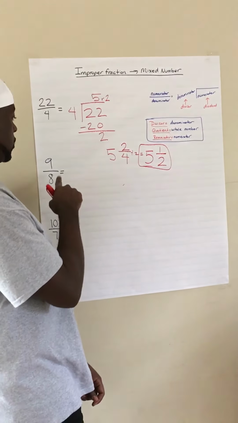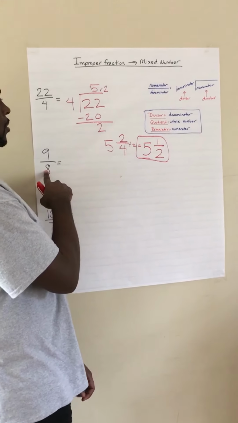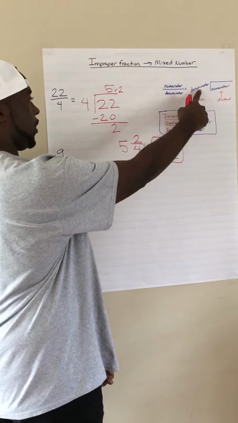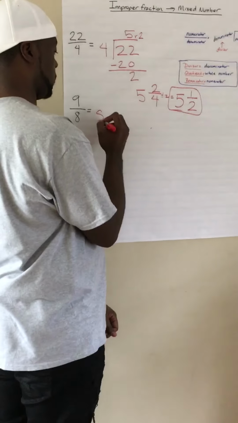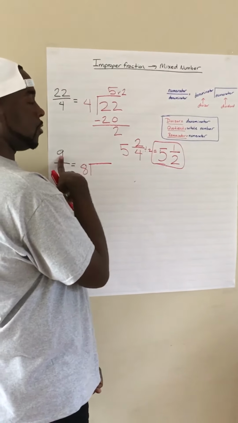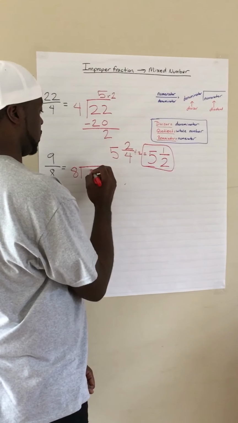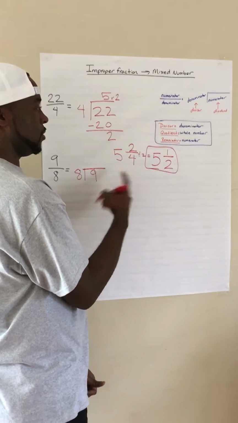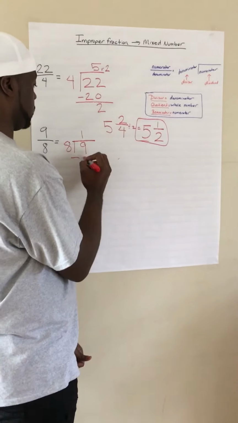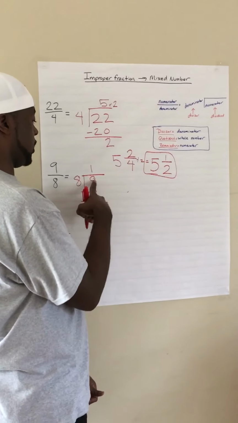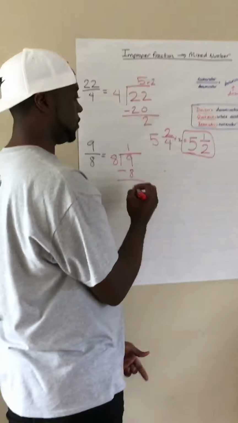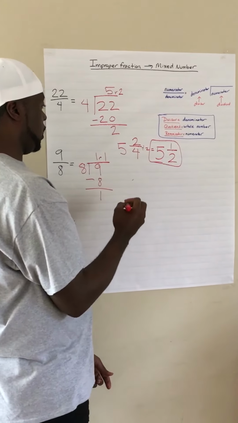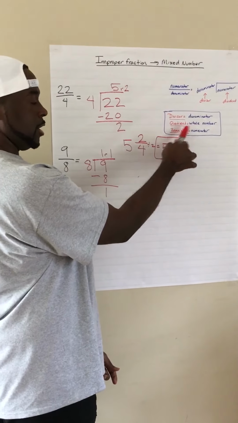Okay then, let's look at number 2, 9/8. So we're gonna set it the same way. We're gonna divide our numerator by denominator. So our divisor is our denominator, which is 8. And then our numerator is our new dividend, which is 9. So I want to think of how many times can 8 go into 9? Only one time, so minus 8. So 8 times 1 is 8. So 9 minus 8 equals what? 1. So remainder of 1.